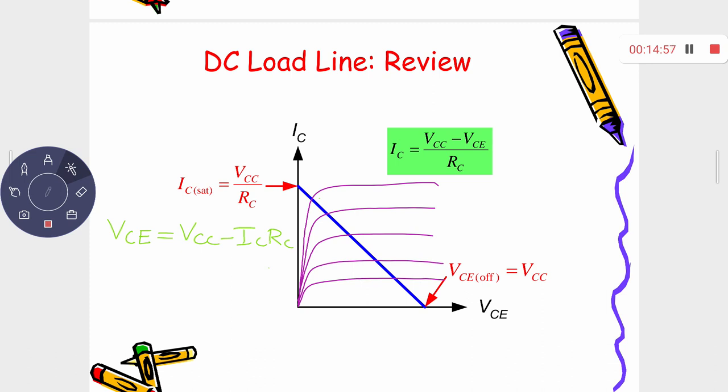Okay. Sir, yesterday you said that VC should be greater than VBE. That is for forward active.